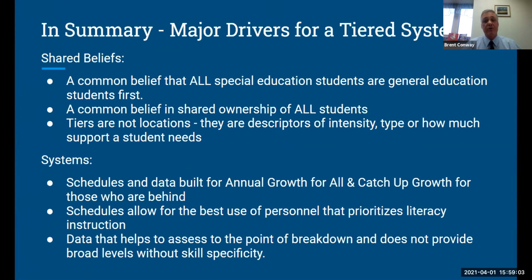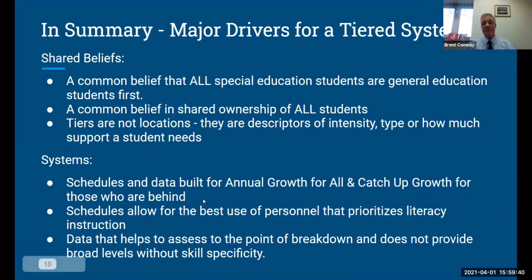A common belief or shared ownership of all students. So there's no, this person is that person's student, this student is that person's. No, we all do it. We're all working on the data, and then who is supporting that kid is sort of like the last thing we worry about. And tiers are not locations. They're descriptors for the intensity, type, or format of support that a student needs. And that's really, oh, we don't say that's a tier 3 student. No, that is a student who is in need of tier 3 supports or intervention. And it describes how intense we might provide that or what format, all right?